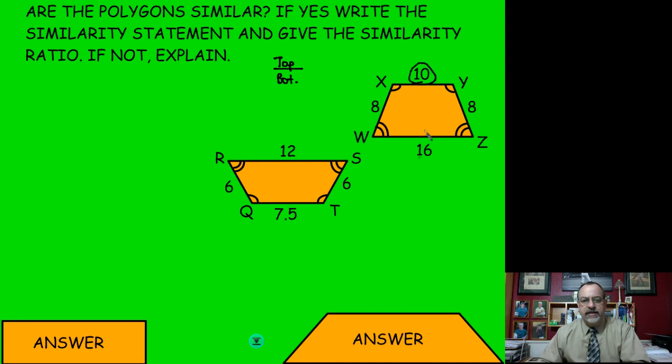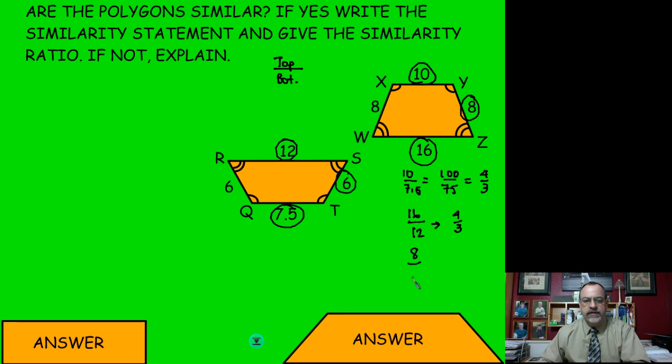So I take this side 10, and its corresponding side is 7.5, and I reduce the fraction. So I need to move the decimal over 1. We talked about how to do that. So we move it over 1 in both, and then we reduce. Dividing by 25, I get 4/3. Then I need to take the side, 16, over this side, 12, dividing both by 4, and I get 4/3. And then I need to take this side, 8, over this side, 6, and reduce it to 4/3.